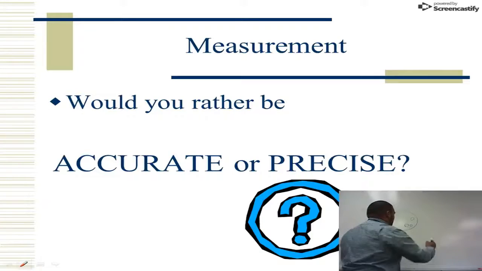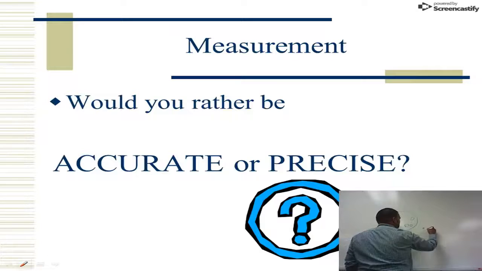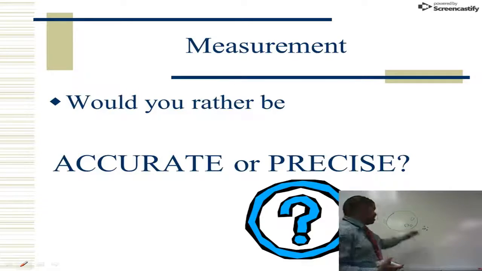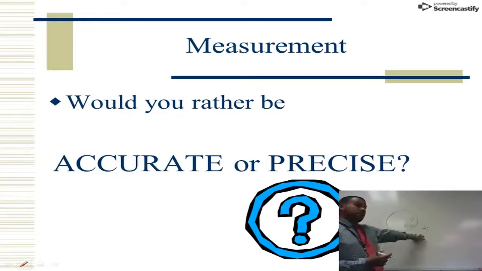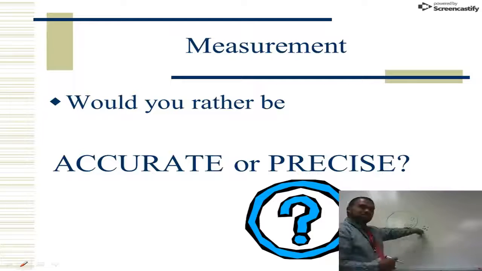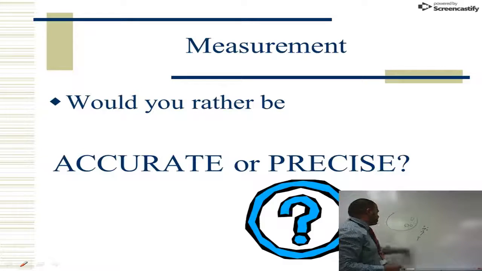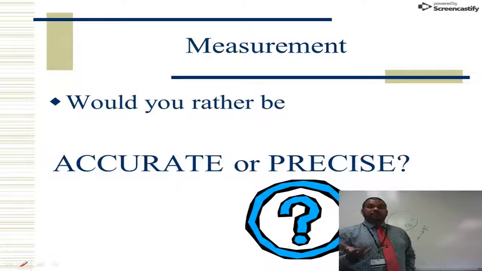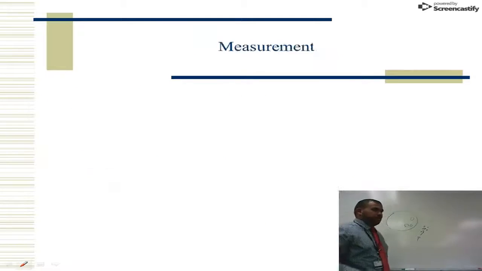So what if I had a bunch of marks right here? Am I being very accurate? No, it's not inside the target. Am I being precise? Yes. In fact, this is more precise than over here because see how closely together these dots are, whereas these ones are really spread out. I know they might be a little bit hard to see the actual dots on the video, but they're there.